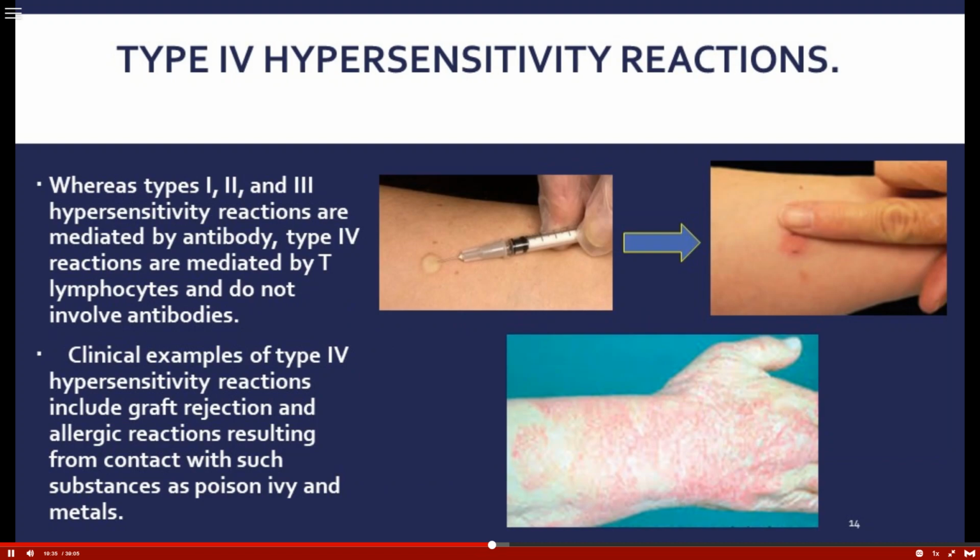And then, of course, the fourth one is different. In this case, 1, 2, and 3, it really is mediated by antibodies, whereas type 4 is mediated by T lymphocytes. They don't involve antibodies. So a clinical example of this is graft rejections or contact dermatitis, such as poison ivy or some metals.